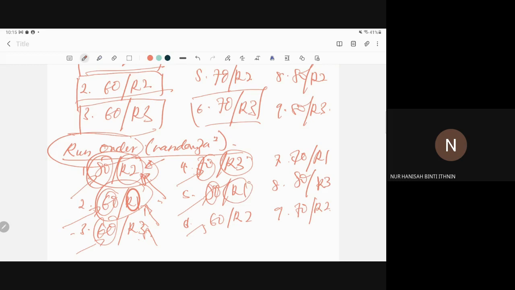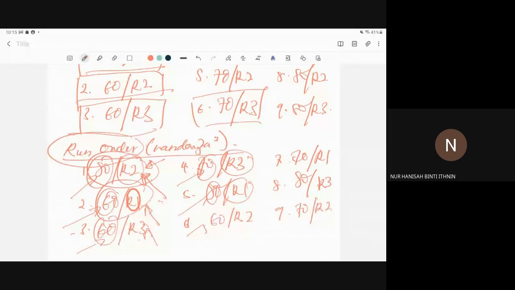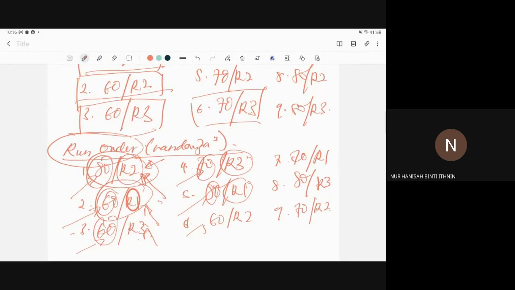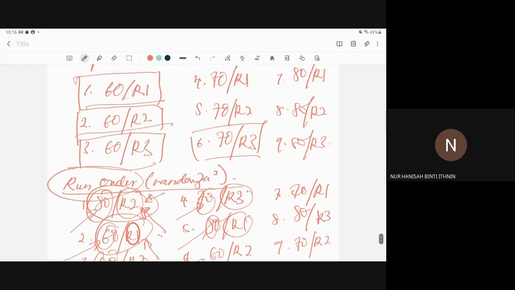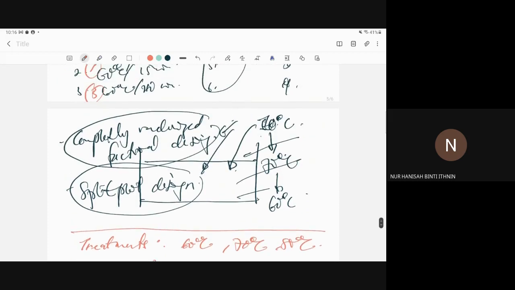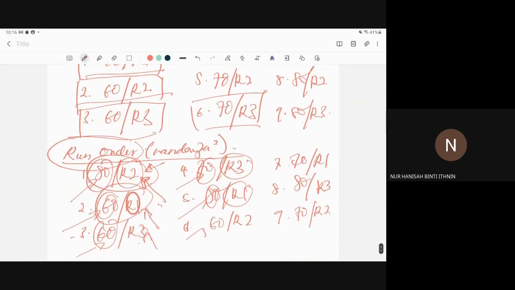So it is randomized. That is why it is called a completely randomized design, because the randomization is in total, between all samples in that study, the treatment and also the replication. So that is completely randomized design.